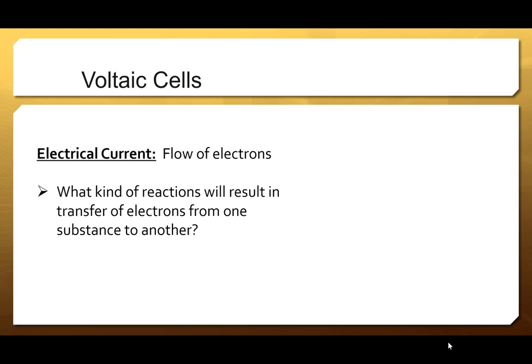So what kinds of reactions will result from the transfer of electrons from one substance to another? Well, redox reactions, right? Of course. So a redox reaction, or oxidation reduction reaction, causes electrons to transfer from one substance to another. Okay, so here's a redox reaction. We've got solid zinc reacts with copper that's dissolved in solution, and it's going to produce zinc that's dissolved in solution and a solid piece of copper.